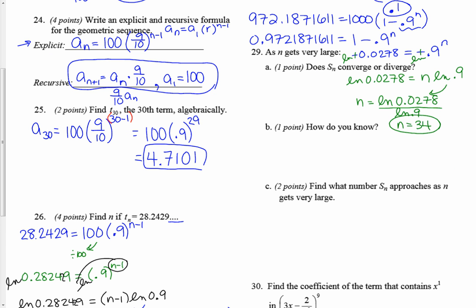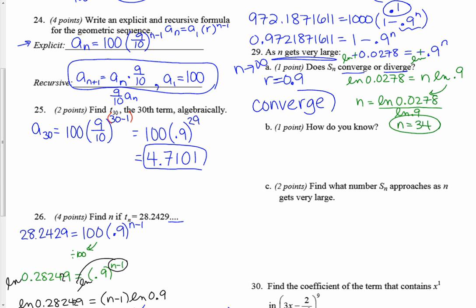Question number 29 says, as n gets very large, by that I mean n is going to infinity, it's getting very, very large, does S sub n converge or diverge? Well, converge means comes together to a finite number and has a particular sum, and diverge means to go off and not fit into a category. If you're divergent, you would not have a sum. So in order to have a sum to infinity, we have to be geometric with a common ratio between -1 and 1. And our common ratio was 9/10 or 0.9. So that would mean that this is going to converge.